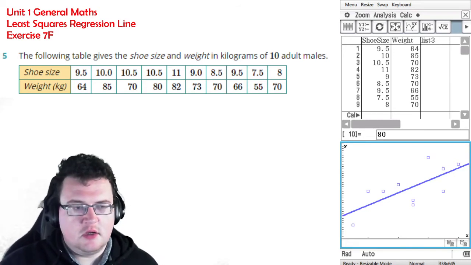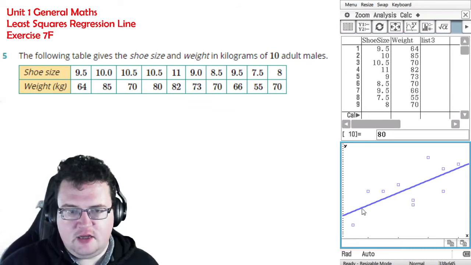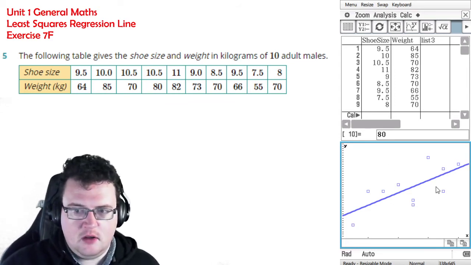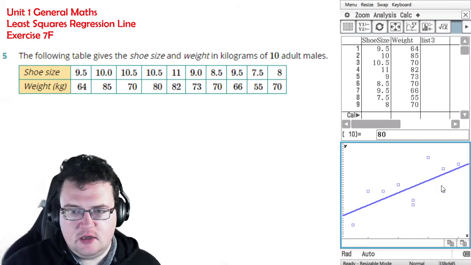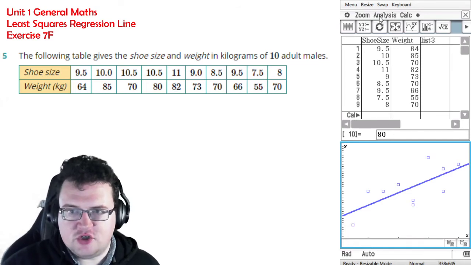Now to connect this with 7G, if I were looking at this graph and at anything along this line between these two data points, that would be interpolation. However, if I go below this point here or past this point here, that's when it becomes extrapolation. My results out here can't be trusted. We can do that as an example.